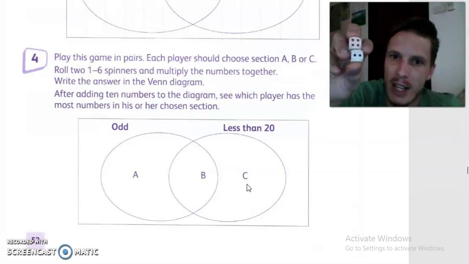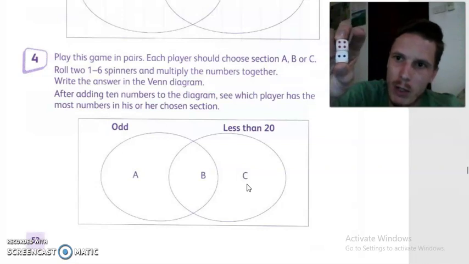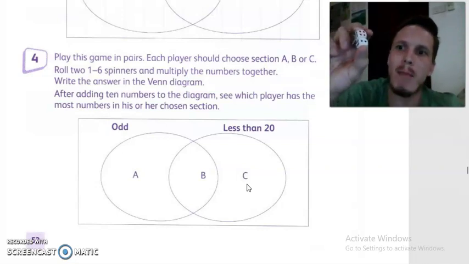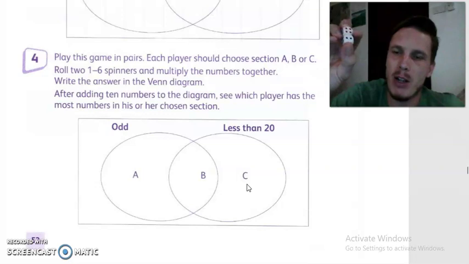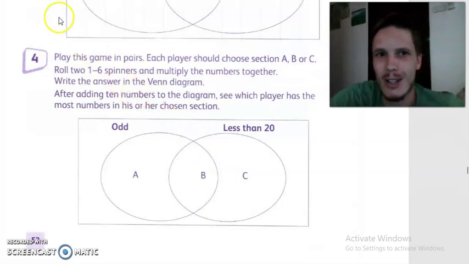So if it is less than 20 it will go in C, if it is odd it will go in A, and if it's both less than 20 and odd it will go in B. Okay, so if you've got some dice or some spinners at home, have a go at playing this game with someone in your house and see how you get on. Okay, good luck.